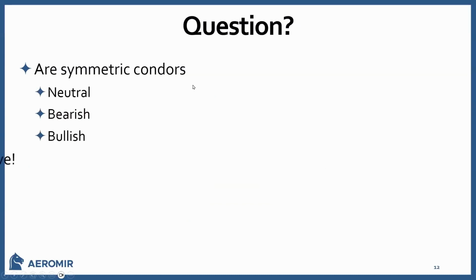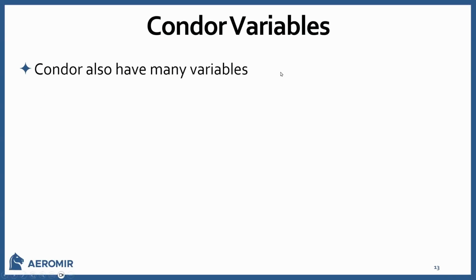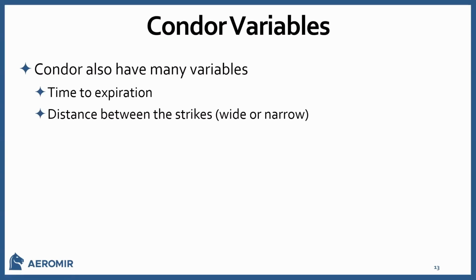And I guess I already answered this. So symmetric condors can be, again, just like butterflies, neutral, bearish, or bullish. Depends on where you place them. And again, condors are very similar to butterflies, so they have the same types of variables: timed expiration, distance between the strikes, so wide or narrow.